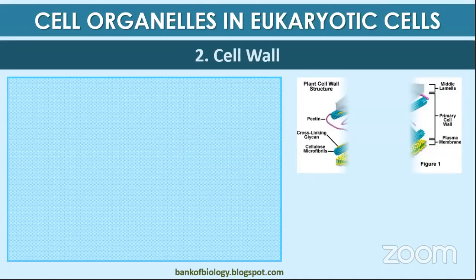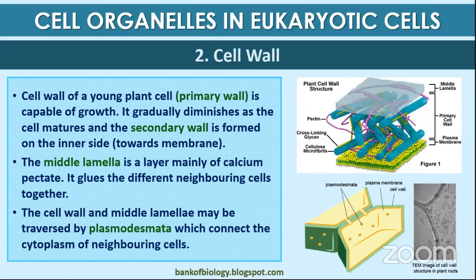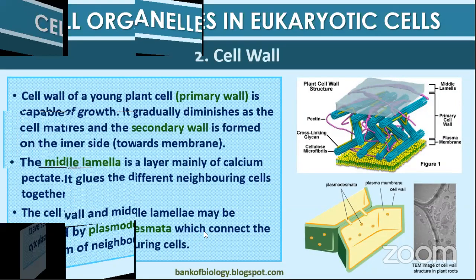Okay. Now, a cell wall initially has a primary cell wall, but as the cell grows, the primary cell wall also grows. But later, a secondary cell wall is developed on the inner side of the membrane. Then the middle lamella is a layer mainly of calcium pectate. It glues different neighboring cells together. The cell wall and the middle lamella may be traversed by plasmodesmata, which connect the cytoplasm of neighboring cells.